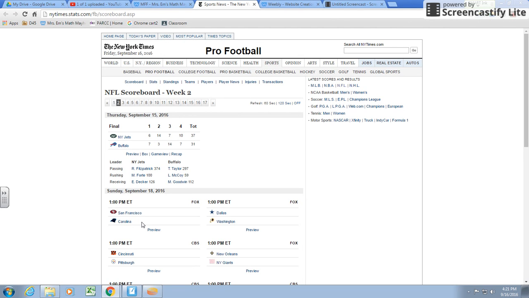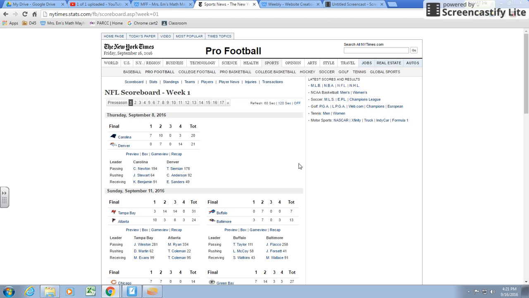Important to know, it always opens up on the week that is coming up, or currently going on. So in this case, it opens up on week 2, but our stats are actually in the previous week, week 1. So I need to make sure I click week 1 and that I'm at the correct spot.